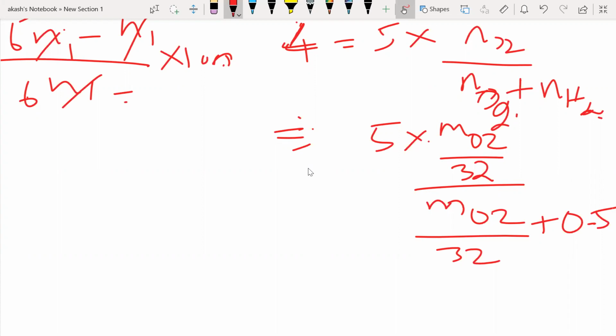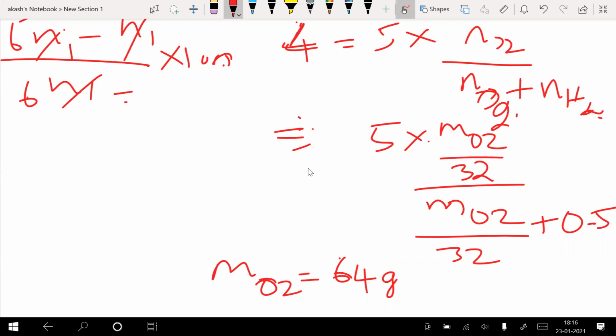This is question number 9. Yeah, 64 grams. So the answer, that is the mass of O2, is 64 grams. Pretty easy, right? Okay, what is the next question? What is the time? Yeah, we can do a couple of questions.